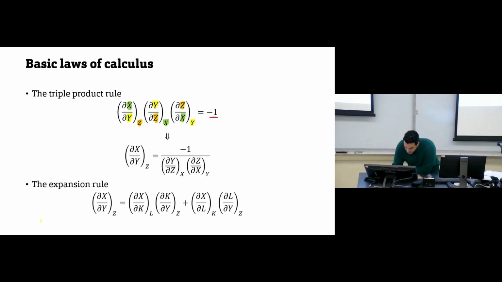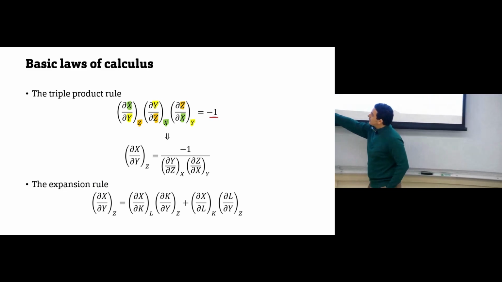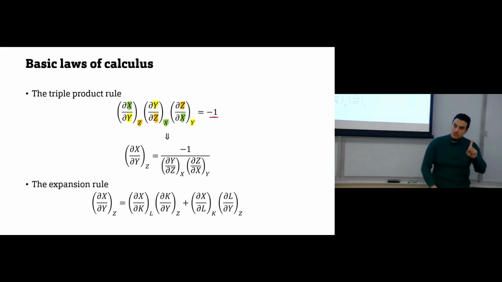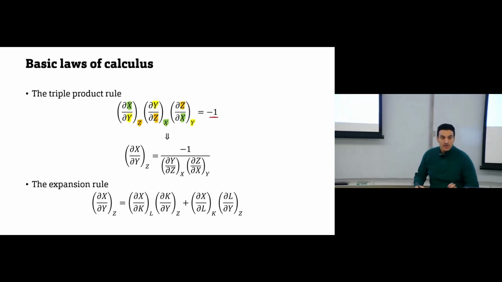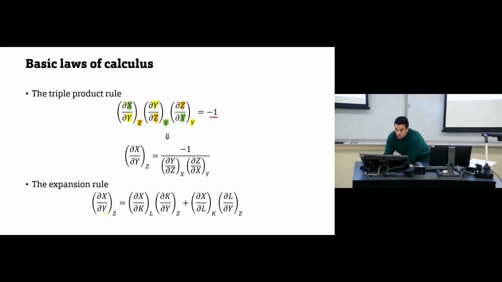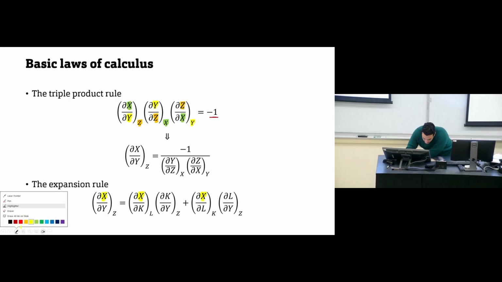In the expansion rule, if you have a partial derivative, you can replace this one partial derivative with these four partial derivatives. Just one, replace it with four. And again, the arrangement is very important. So here we have dx by dy at constant z. If you have x, x will be the one in the first term here, and x will be here. Then we have y, so y will be repeated here, and y will be repeated here.